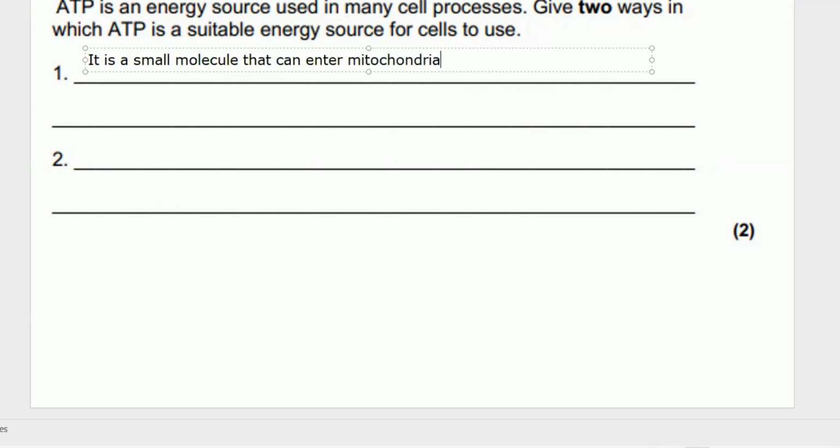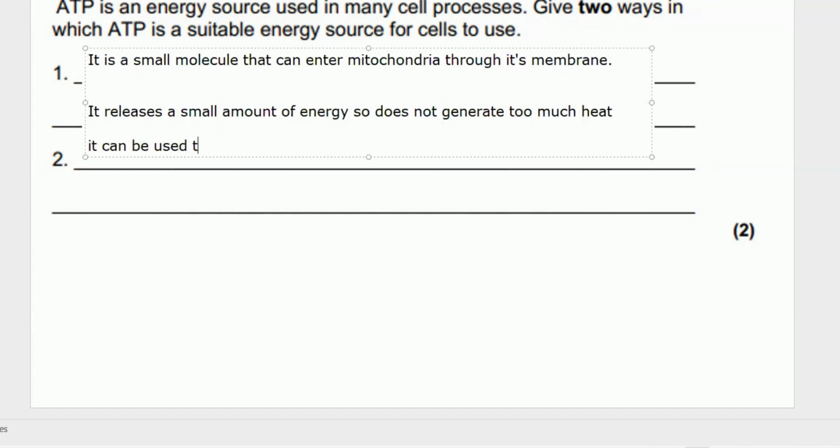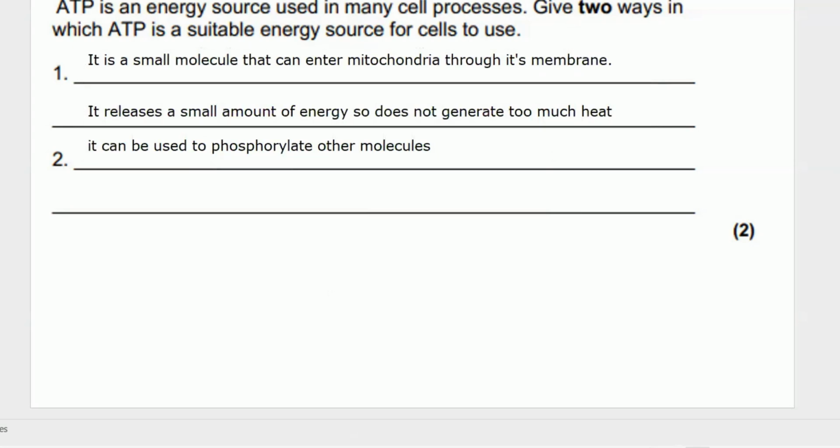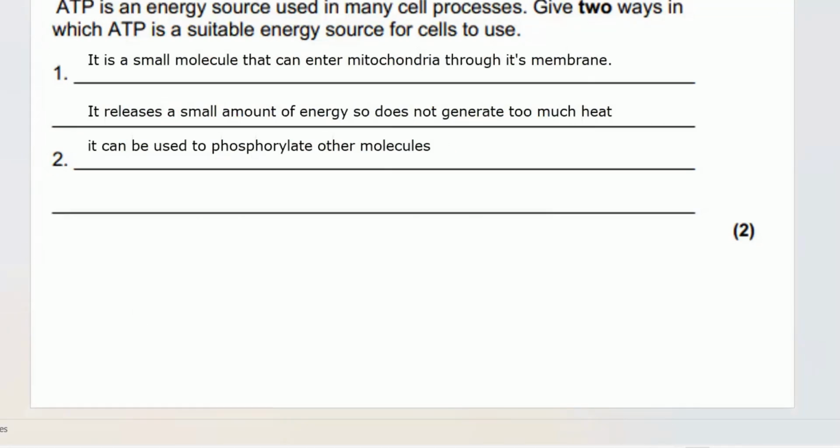It's also, because it's a small molecule, it only releases a tiny bit of energy when it breaks down to ADP plus PI. This means it doesn't produce too much heat, so we don't get a lot of wasted energy, okay? Because each ATP molecule just generates a little bit of energy, we don't get too much overheating going on. Also, one of the most important things with ATP is it can be used to phosphorylate other molecules. Think of your steps in the Calvin cycle when it's used to phosphorylate GP into TP and things like that.